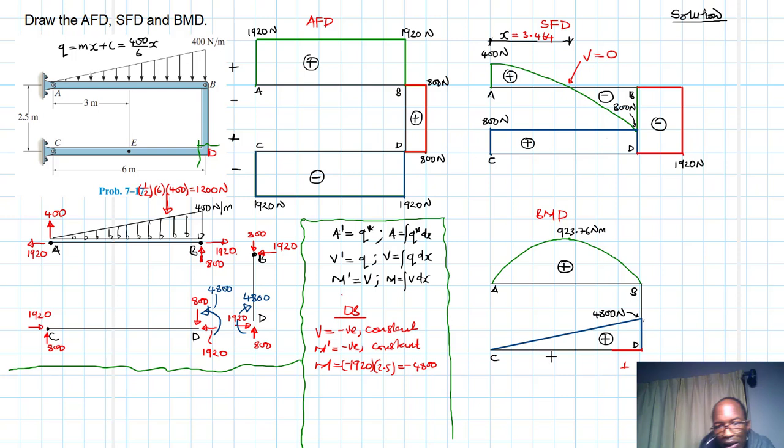And once we reach that value there, let's indicate it. This value here is 4,800 Newton meters, and then we are saying the slope is negative and constant. So move from there to B, where we don't have a moment at B, because B does not transfer any moment. Okay, something like that, and that moment there is positive.